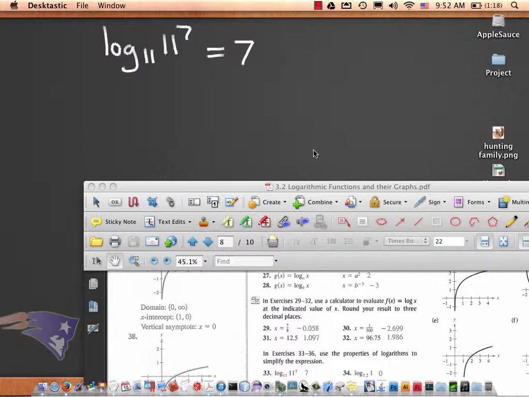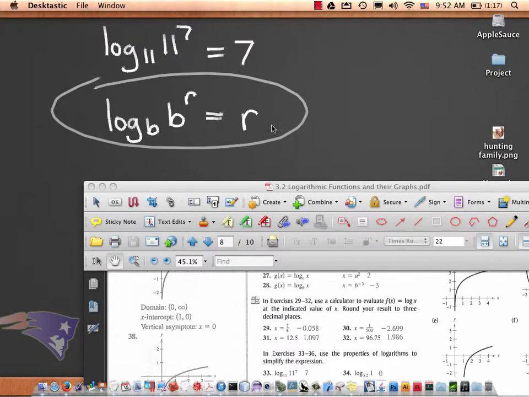This gives me another property right here. It says that if I have logarithm base b of b to the r, then the answer is always r. So this is another property. Right now we have 3 properties that we need to know.